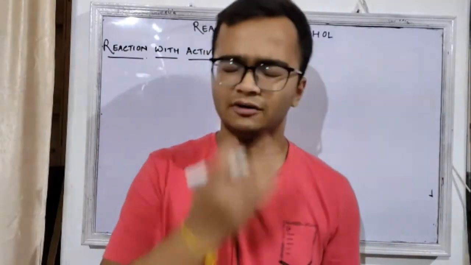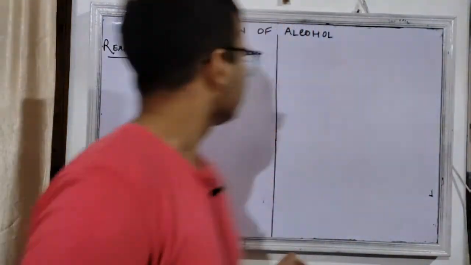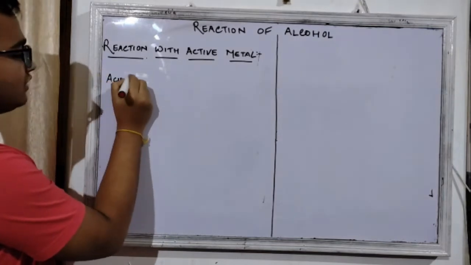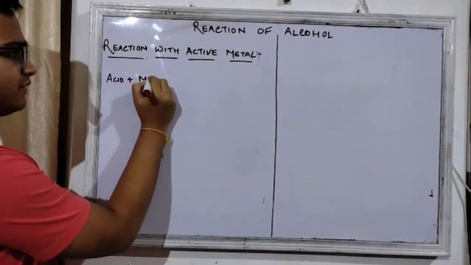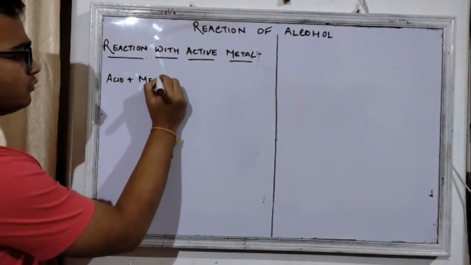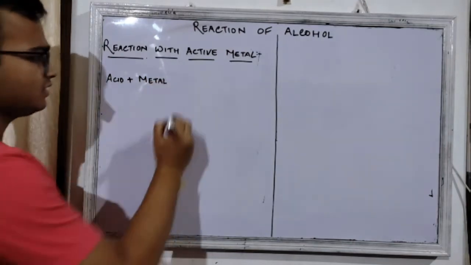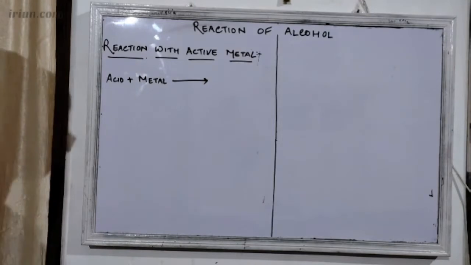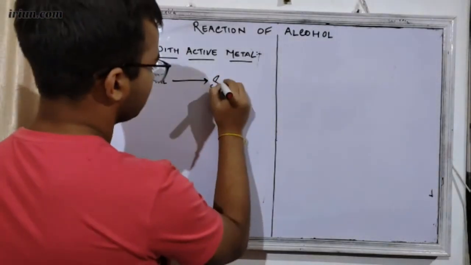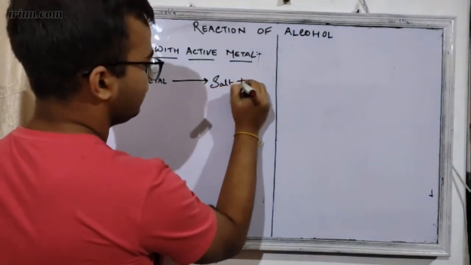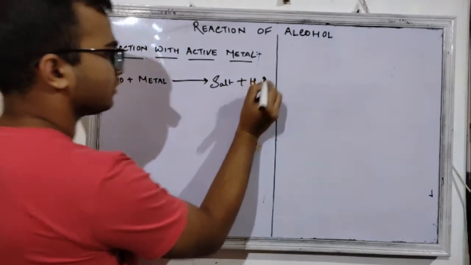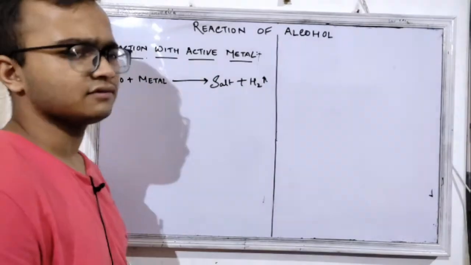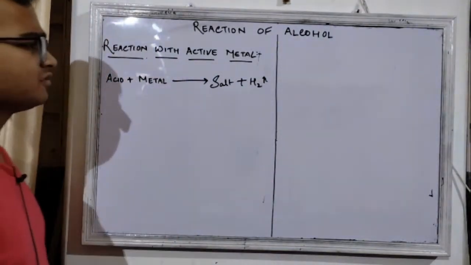Now we will study about the reaction with active metal. Now you have to remember this thing, that acid plus any metal, which has to be an active metal, which is a group 1 or group 2 metal. Okay, so acid plus metal will give you salt and H2 as gas, not water. Acid is not so much strong that it will give salt plus water, but acid plus metal gives salt and hydrogen.